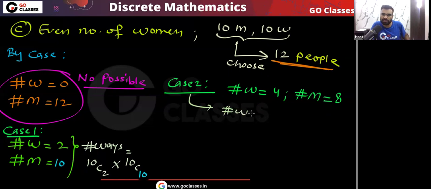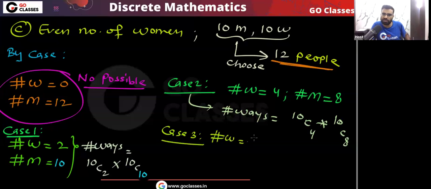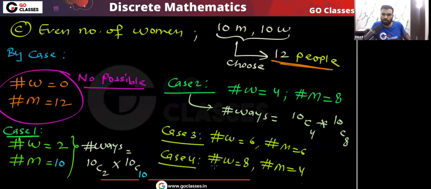The number of ways in this case will be: from 10 women we are choosing 4 women, multiplied by, from 10 men we are choosing 8 men. Very simple. What about case 3? That will be number of women equal to 6 and number of men equal to 6. Case 4, what is that? That is number of women equal to 8, number of men equal to 4. And what will be the last case? There is only one case remaining, that is case 5, number of women 10 and number of men 2. Correct?